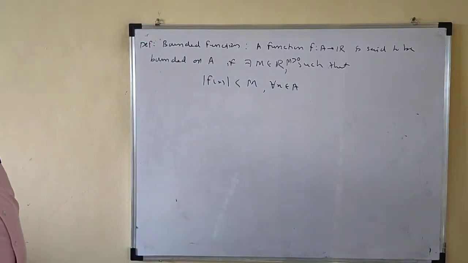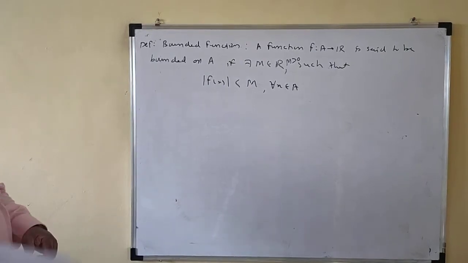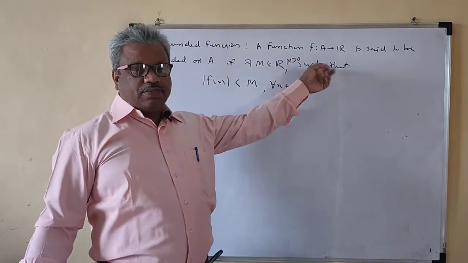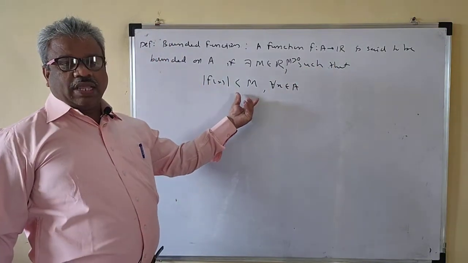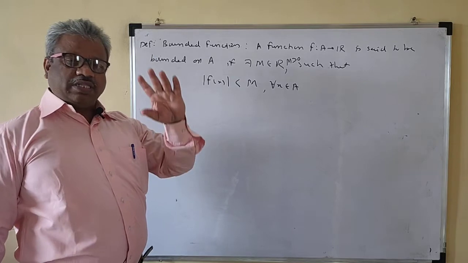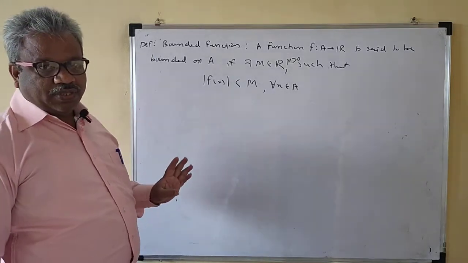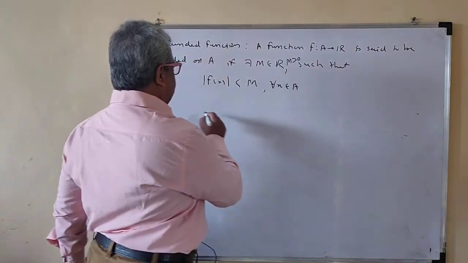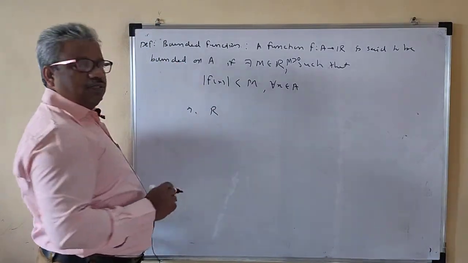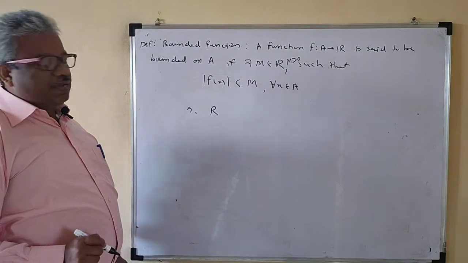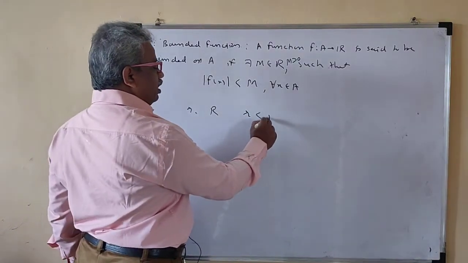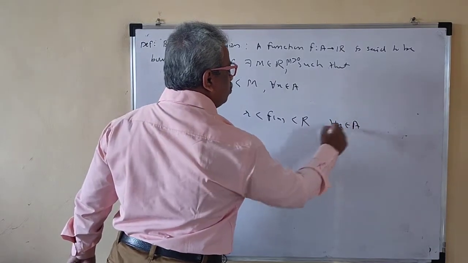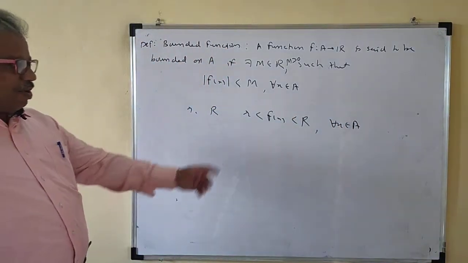Okay, so M is a positive real number such that mod of f(x) is less than M. That means all values of f(x) lie between two real numbers. You can say like this: there exist two real numbers r and capital R such that r is less than f(x) is less than capital R for all x belongs to A. This is also a definition of a bounded function.